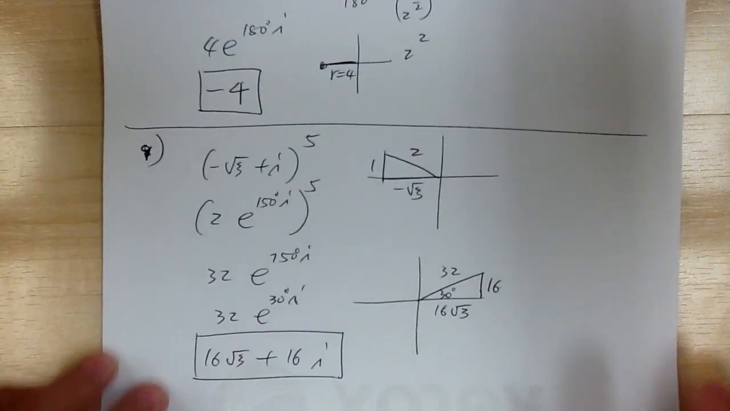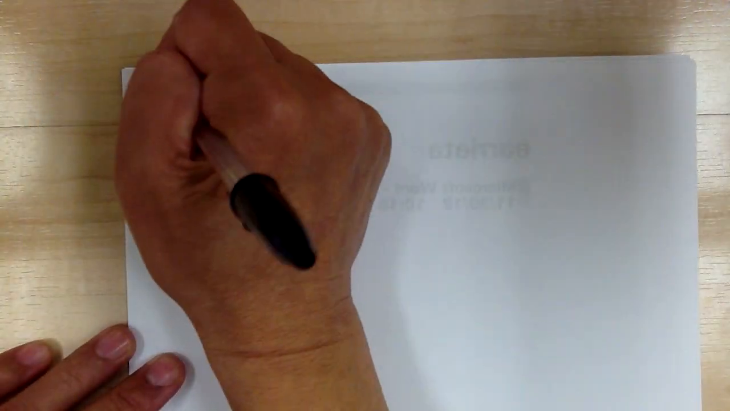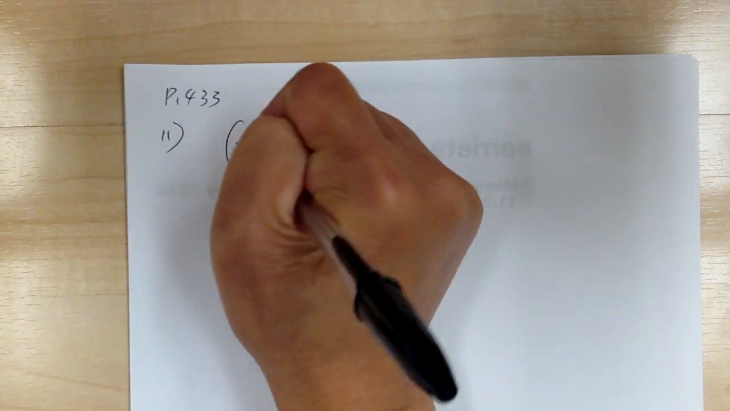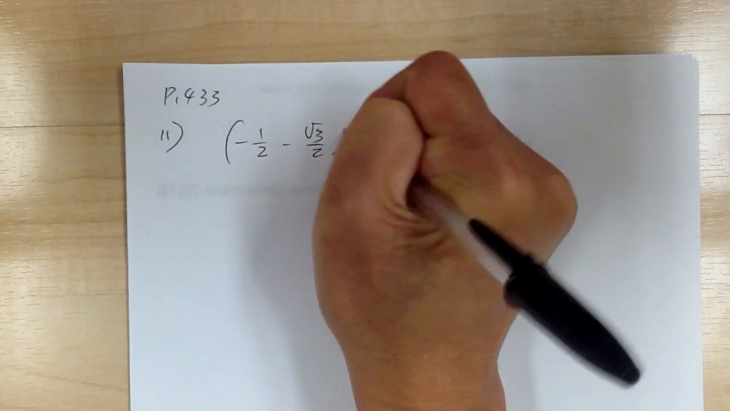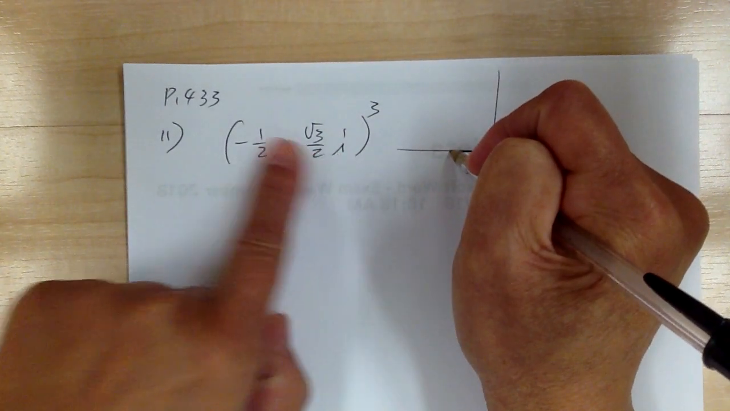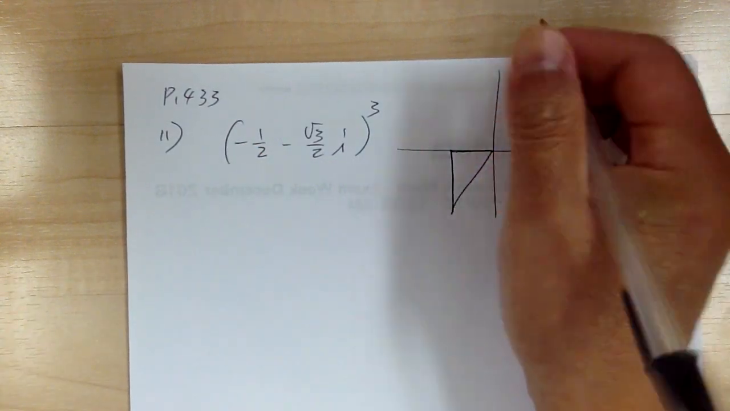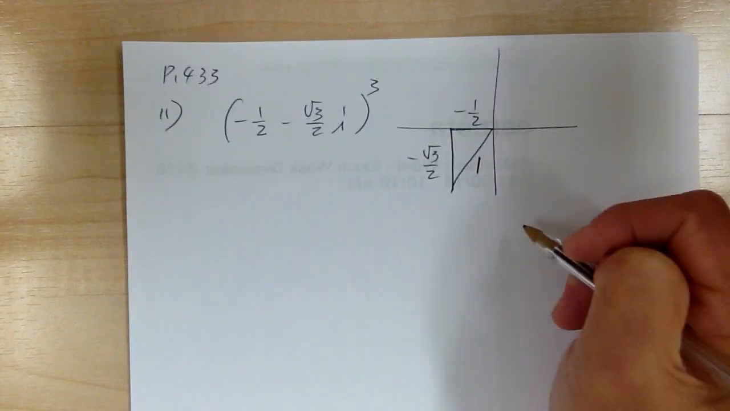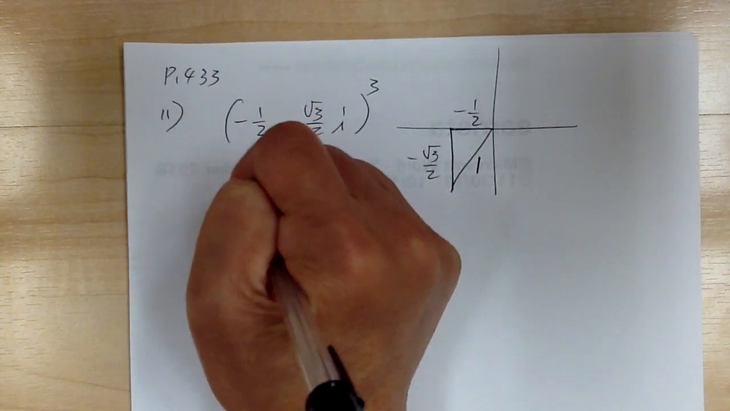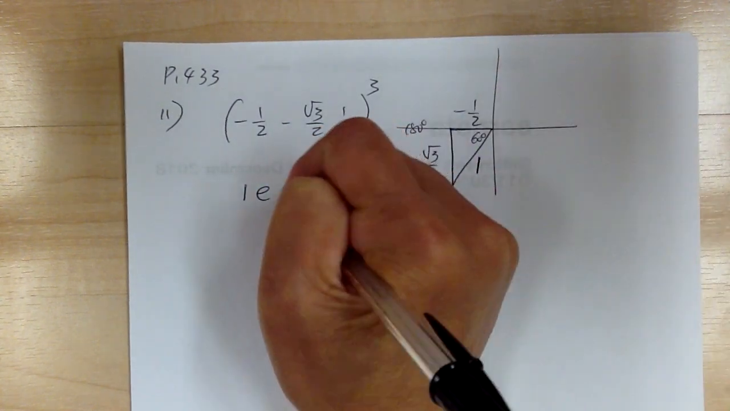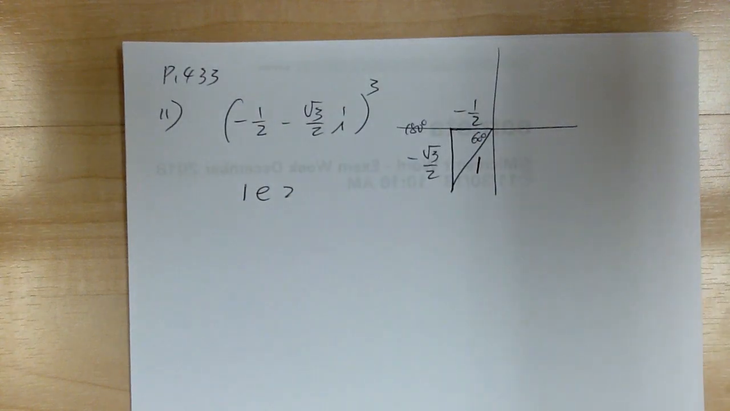Okay, let's go to number 11. You have (negative 1/2 minus square root of 3 over 2 i)^3. So you have negative 1/2, and again, this is longer than that, so you make it longer. Negative 1/2, negative square root of 3 over 2, so this would be a 1. And this becomes 1 e to the, now this is 60 degrees and this is 180, so it would be 240 degrees.